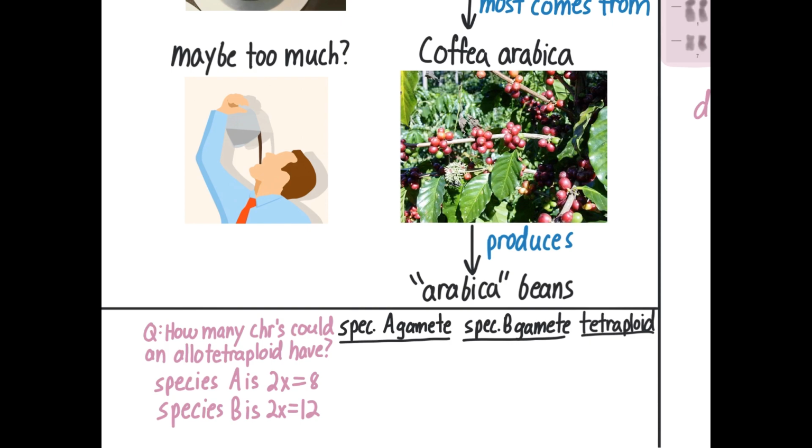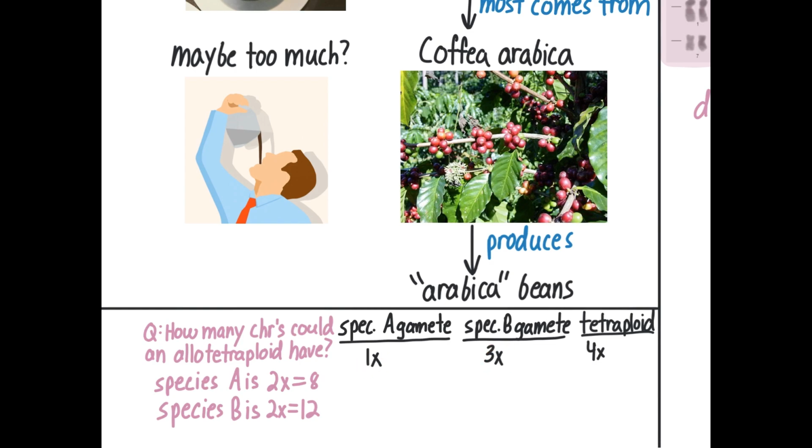An allotetraploid is 4x and could be formed if a normal haploid gamete from species A with 1 set of chromosomes fuses with a triploid gamete of species B, which would have 3 sets of chromosomes, giving the allotetraploid offspring 4 sets. So, how many chromosomes could this tetraploid have? To determine that, we need to know how many chromosomes were present in each of these gametes.